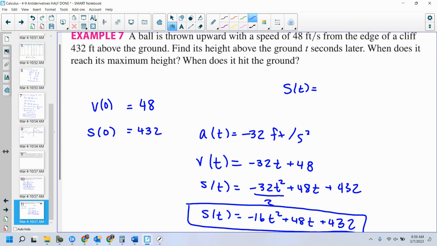Give me an equation that I could find the height at any given moment. Okay, s of t. You tell me 5 seconds, there you go. Plug 5 in.